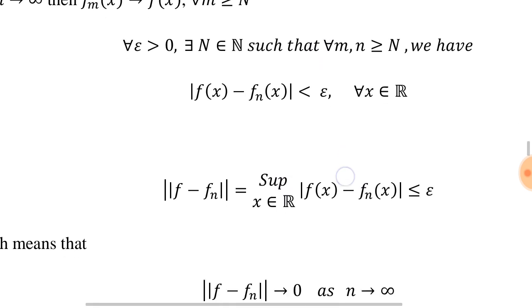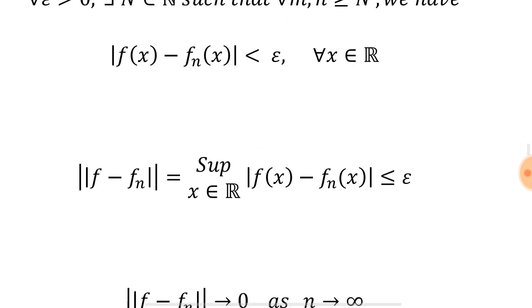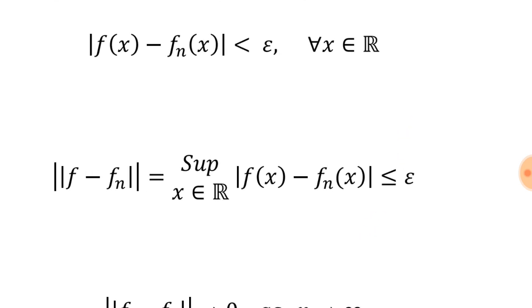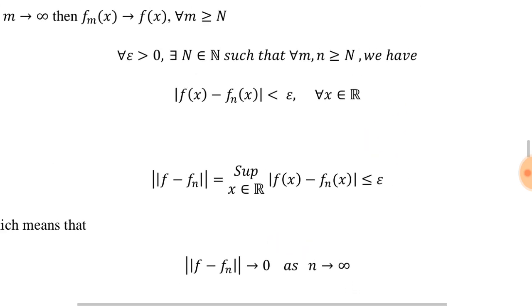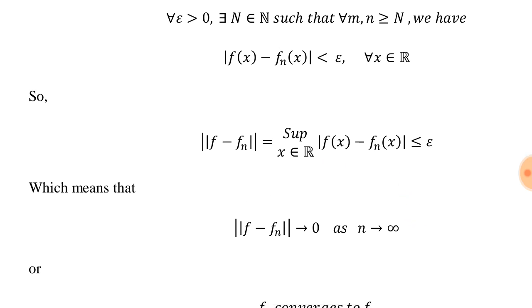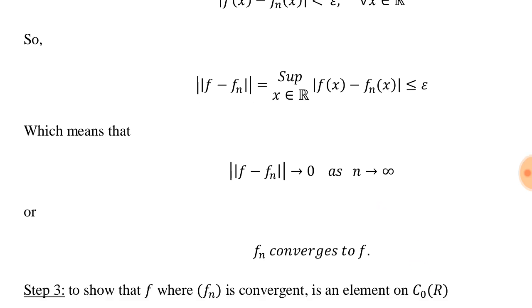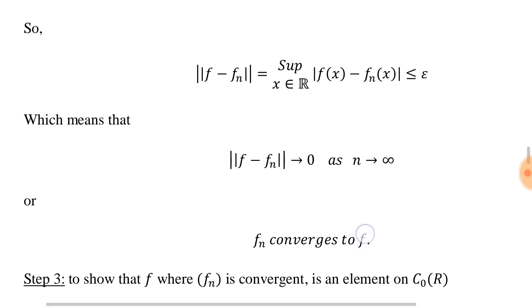So, the norm of f minus f sub n is equal to the supremum of the absolute value of f of x minus f sub n of x, and it is less than or equal to epsilon, which means that the norm of f minus f sub n approaches 0 as n approaches infinity. Or as we can say, f sub n converges to f. That is step 2.